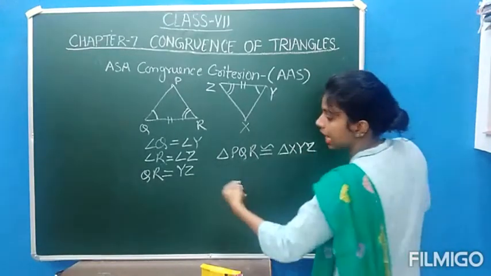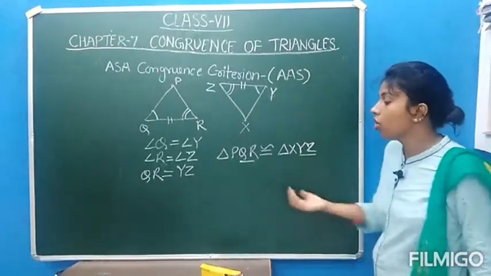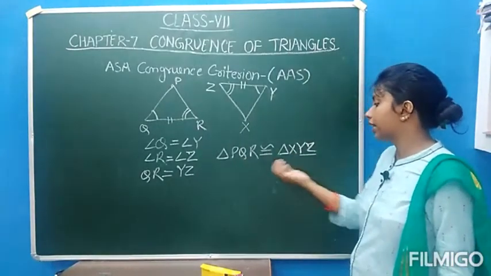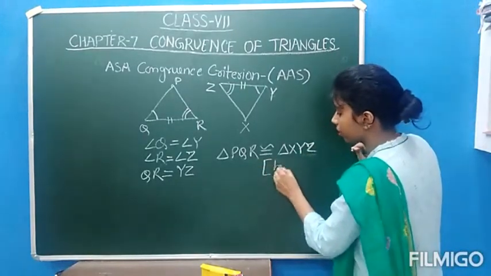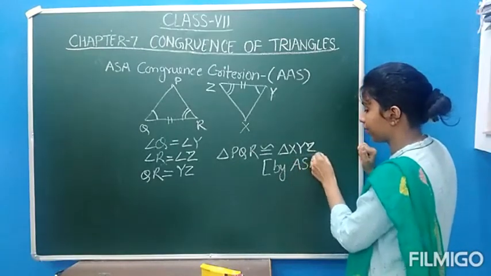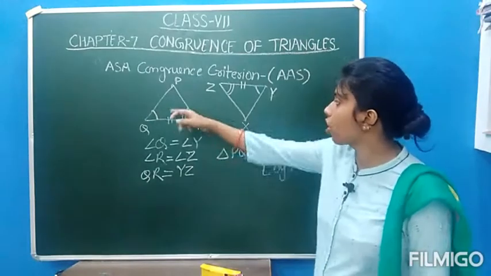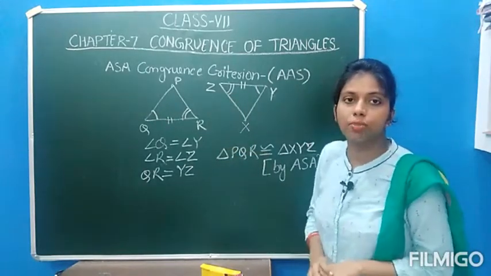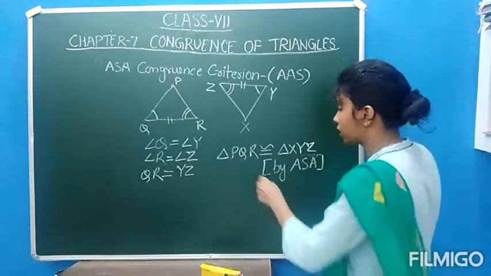Let's check the side. QR is equal to YZ. So we can say that these two triangles are congruent by the criterion ASA. Now we know that if these two triangles are congruent, then each of their corresponding parts are going to be equal. So let's see what the corresponding parts are.